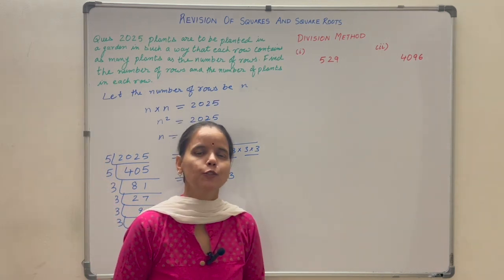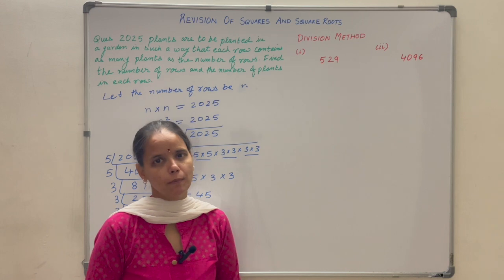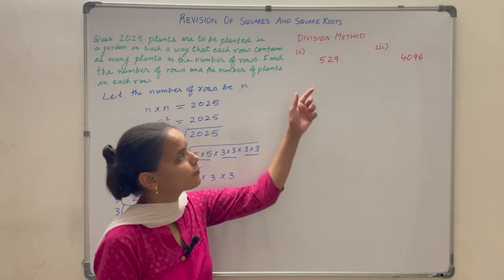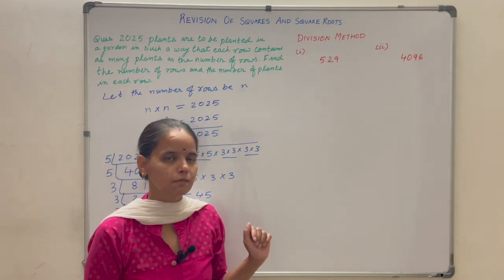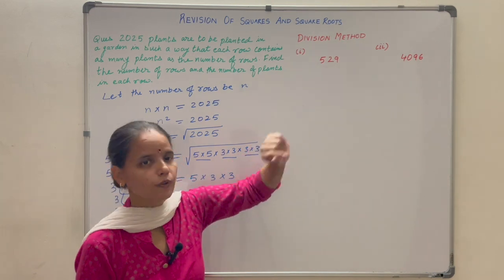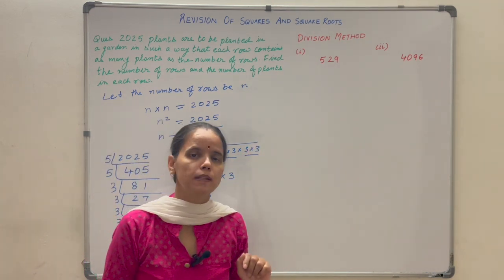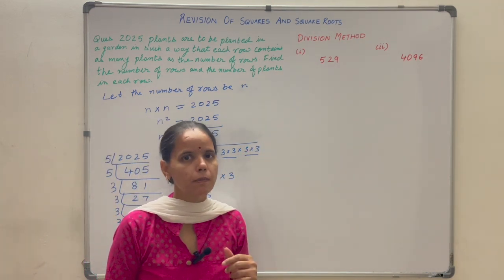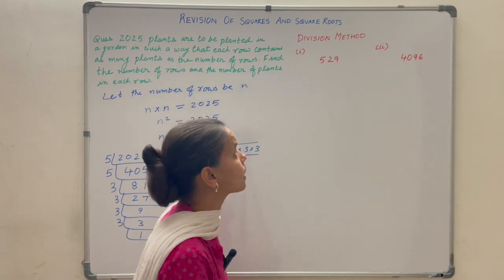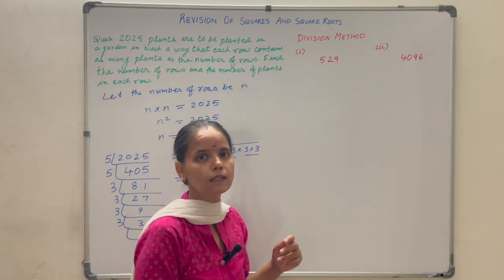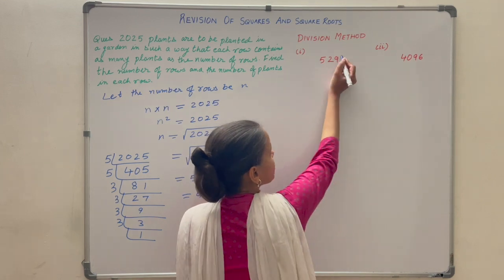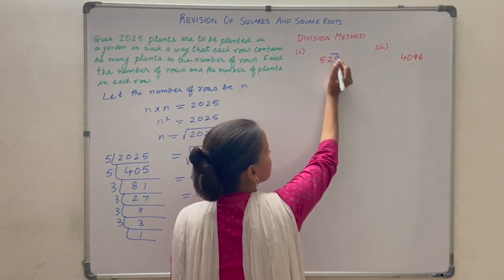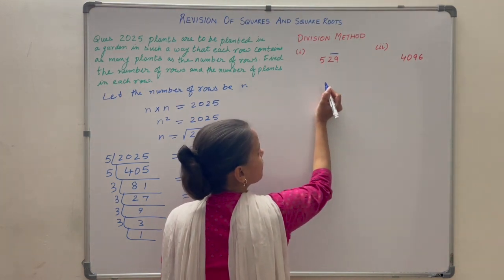There is one more method to find out the square root of a given number, that is the division method. Let us discuss this method. I have written down 529. So first you need to place the bar. How are you going to place the bar? You are going to place the bar starting from ones place in pairs. So we are starting from here. So 29 will be under one bar.